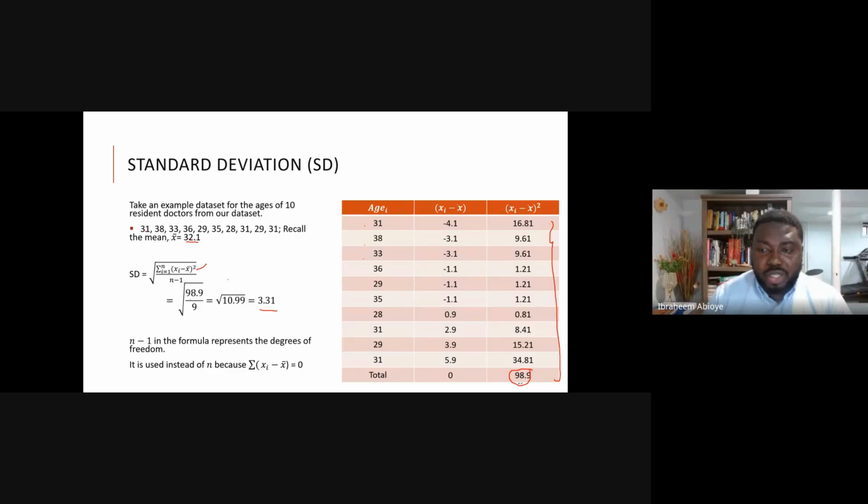And usually when you report the mean in your paper, it is expected most times that you will also report the standard deviation alongside, because the mean will tell us about the measure of central tendency, and the standard deviation will tell us how spread out the values are around the mean.